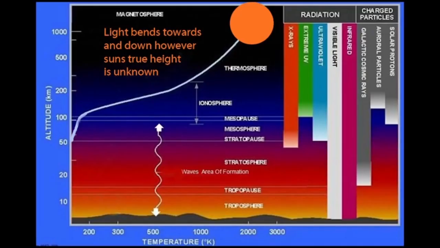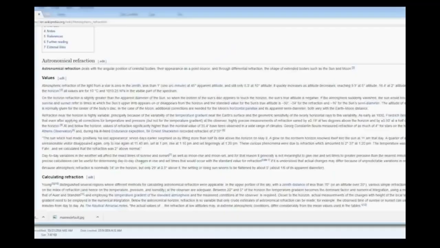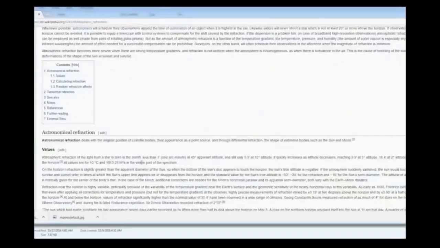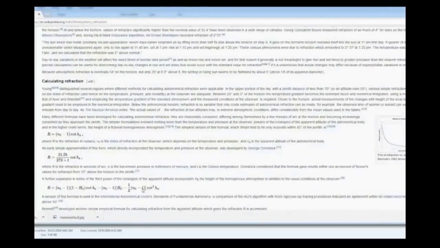Here the light comes in straight and bends up, just like we calculated. First off, it says astronomers will never shoot a star 20 degrees below the horizon because of refraction. Then it says that refraction is caused by the temperature gradient, the temperature, pressure, and humidity. This is extremely interesting. Did they forget the refractive index? We just got finished looking at refractive indices, and they ignore it.